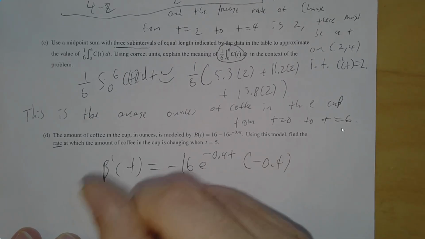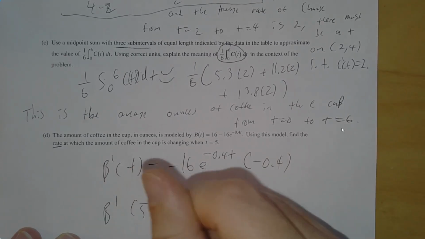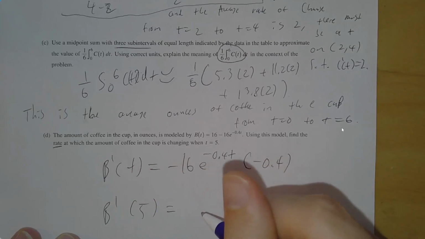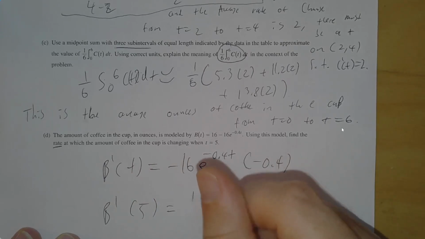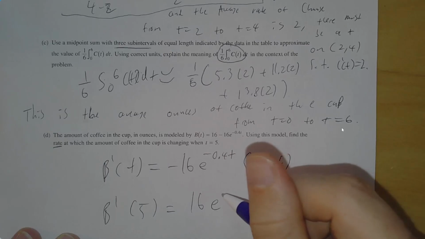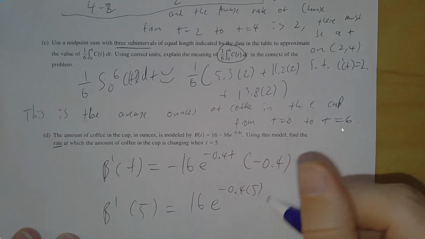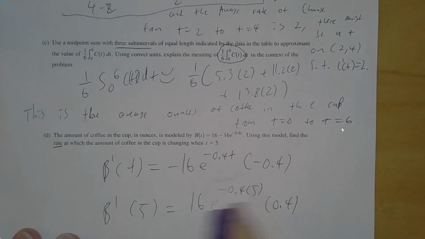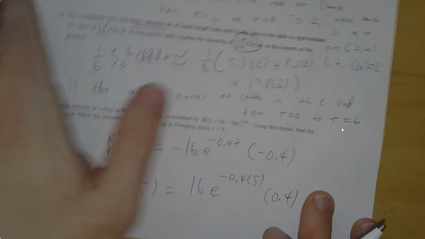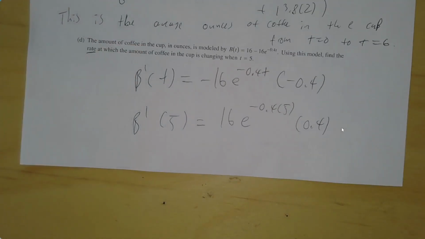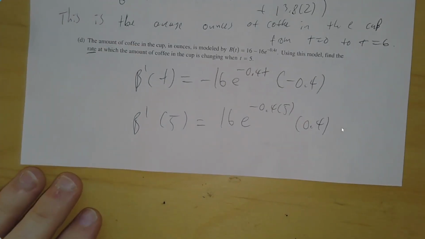So b prime of 5 equals 16e to the negative 0.4 times 5 times 0.4. All I did there was cancel out those negatives. If you were confused by that, just leave the negatives in there. This is fine. I don't need to go any further. I could simplify this more, but I'm not going to because I don't want to make a mistake and lose points. Do not simplify.